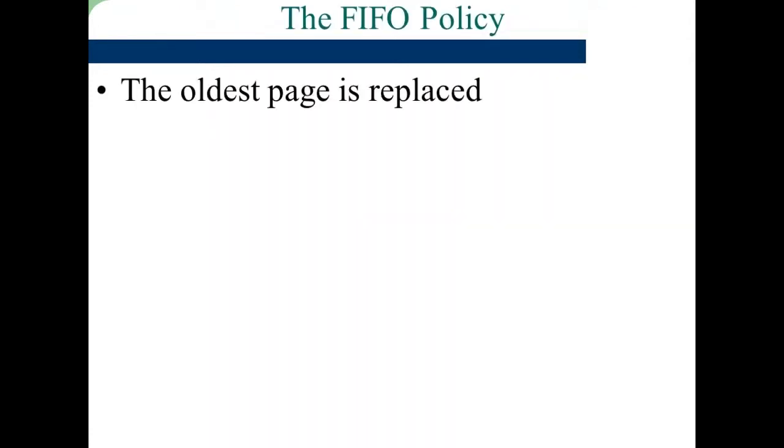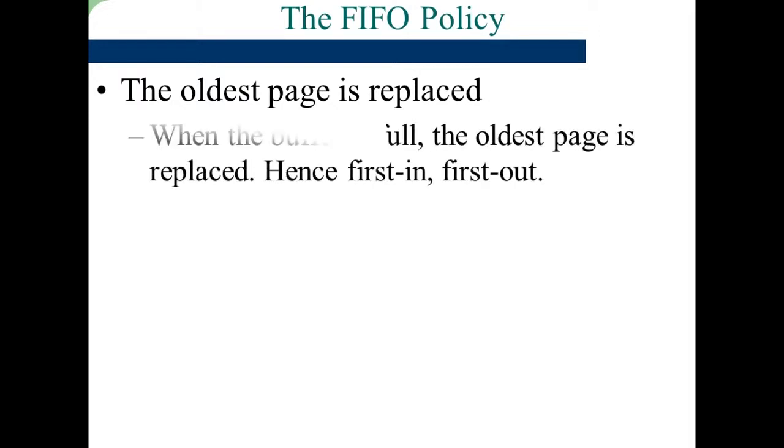In FIFO, the oldest page in physical memory is the one selected for replacement. The implementation of FIFO is very easy. We make a list, victims are chosen from the tail, and the new pages which come in are placed at the head.